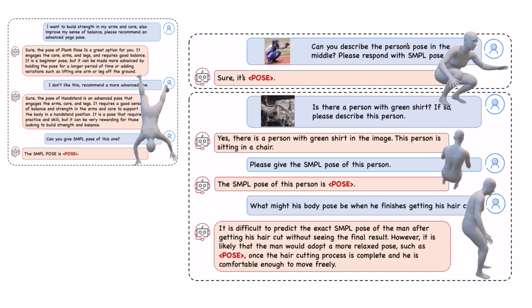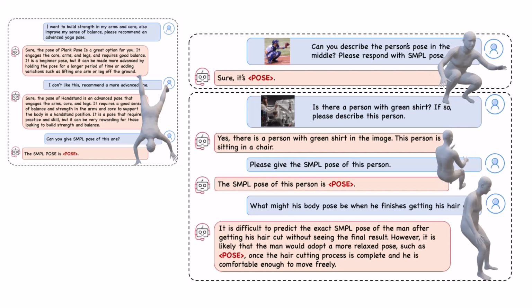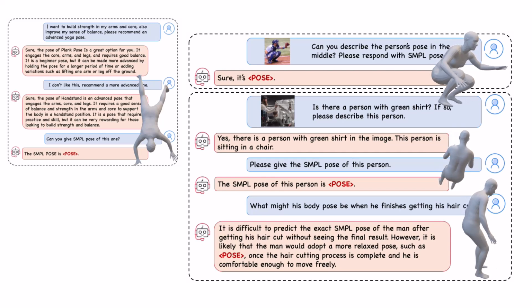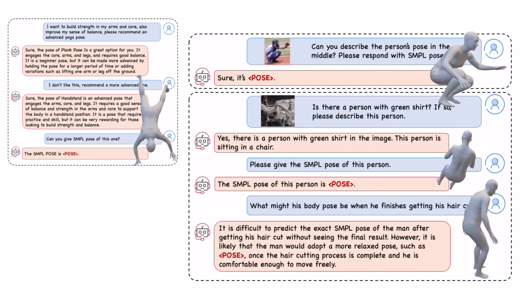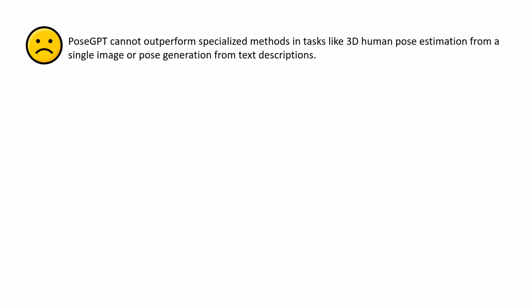And once it does it, I can give it questions that are more complex, like what might his body pose be when he finishes getting his haircut. So it already has to know what happens when we finish our haircut, obviously when we stand up and we want to pay. So it just generated. But an issue that PoseGPT has is that it cannot outperform specialized methods, like the ones specifically designed for 2D human pose estimation from a single image or pose generation from text descriptions.